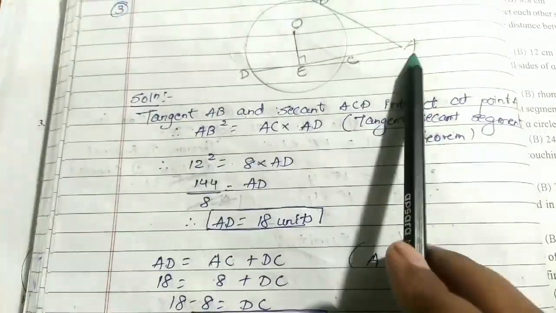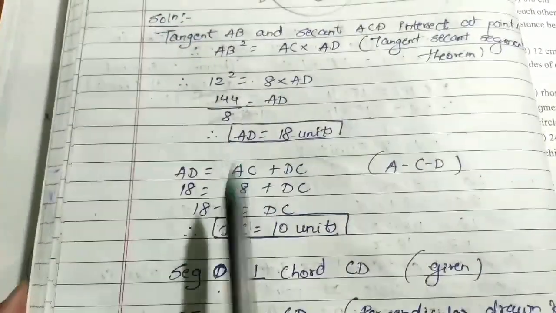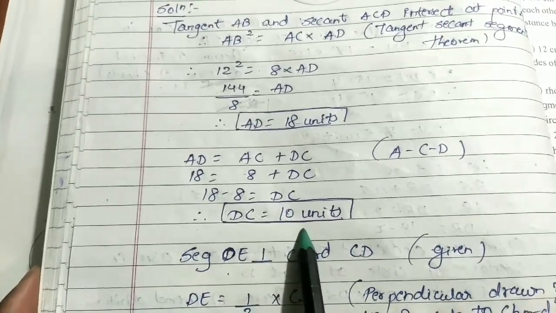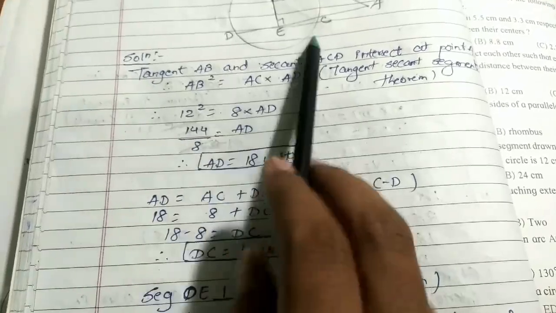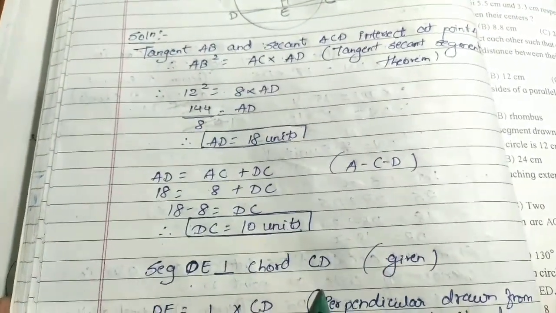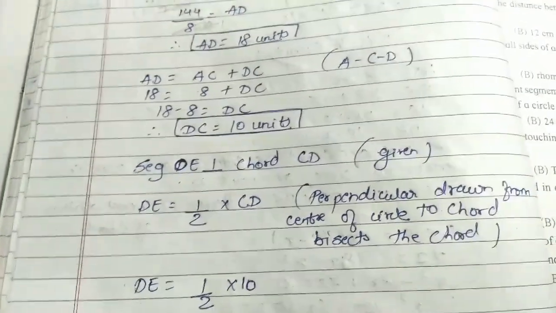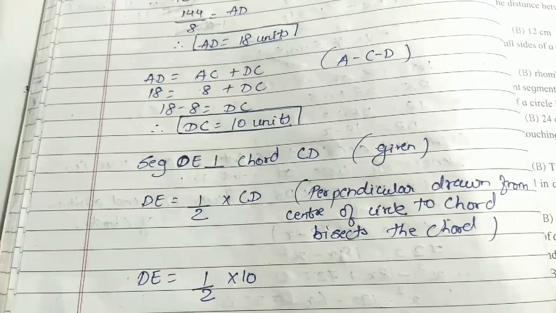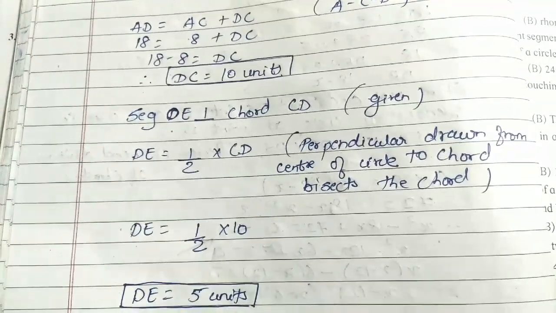What is AD? AD is AC plus DC. So 18 minus 8 will give you DC. So DC equals 10 units. We know OE is perpendicular to chord CD, as given. So DE equals half of chord CD, because a perpendicular drawn from the center of a circle to the chord bisects the chord. So CD is 10, half into 10 is 5. So DE equals 5 units.